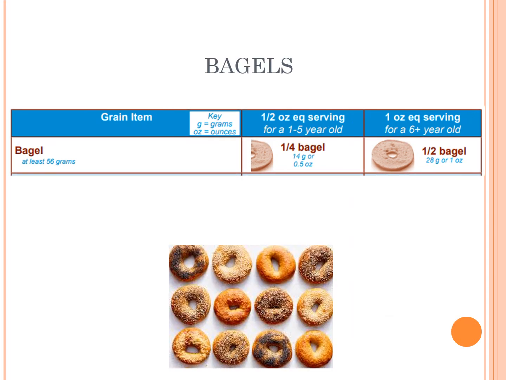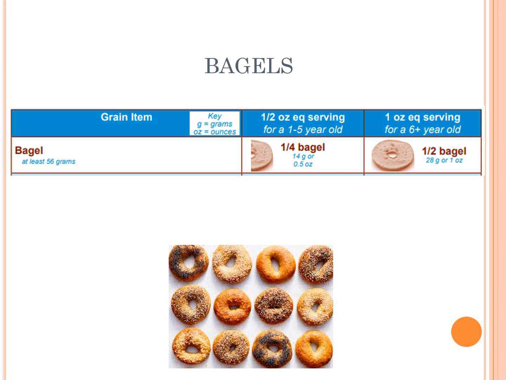The first item we will go over is bagels. A serving for a 1 to 5-year-old is 14 grams. If your bagel weighs 56 grams, you only need 1/4 of a bagel. For children older than 6, a serving is 28 grams. If your bagel weighs 56 grams, that is half a bagel.